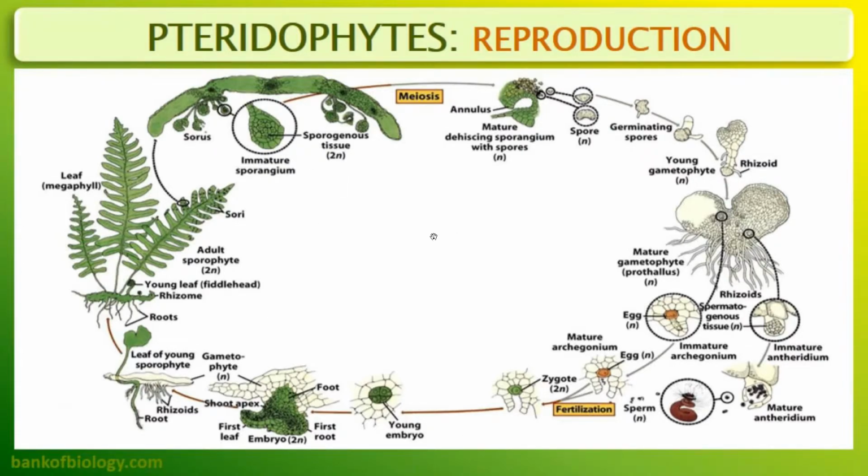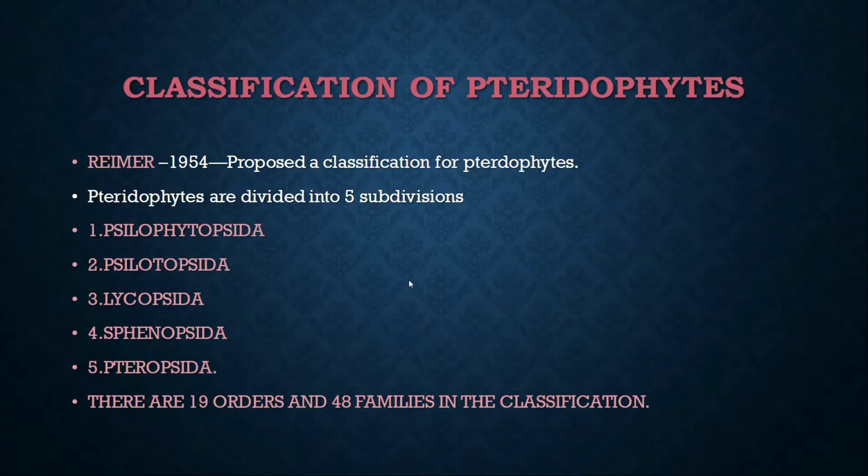Pteridophytes thus show apospory and apogamy. Apospory refers to the production of the diploid gametophyte from the diploid sporophyte, and apogamy refers to the process of developing haploid embryo without fertilization.